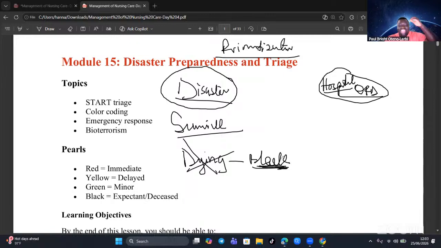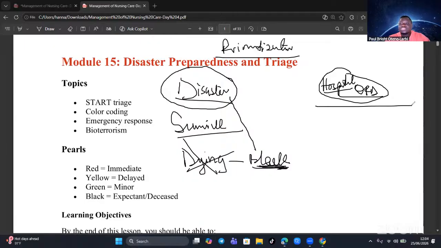You check the respiratory status. Okay, you are dying, you are black. Once the checklist puts you in black, I don't even have to add cotton wool to your skin. We are under disaster management.